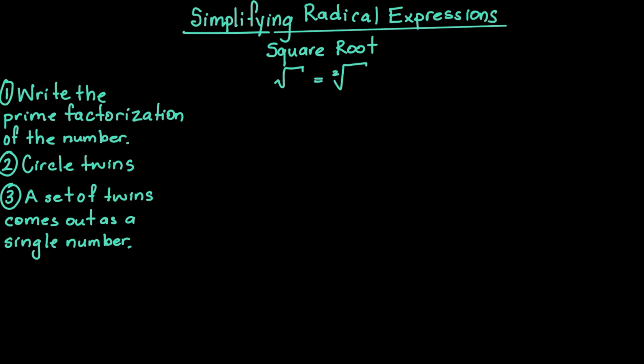When we simplify radical expressions, it requires a prime factorization. So if you haven't watched the prime factorization video, check it out first. If you're comfortable with prime factorizations, then you're okay. So we're going to write the prime factorization of the number. We're going to circle up any number that appears twice, which is what I mean by circle twins. And then a set of twins comes out as a single number. So let's get started.